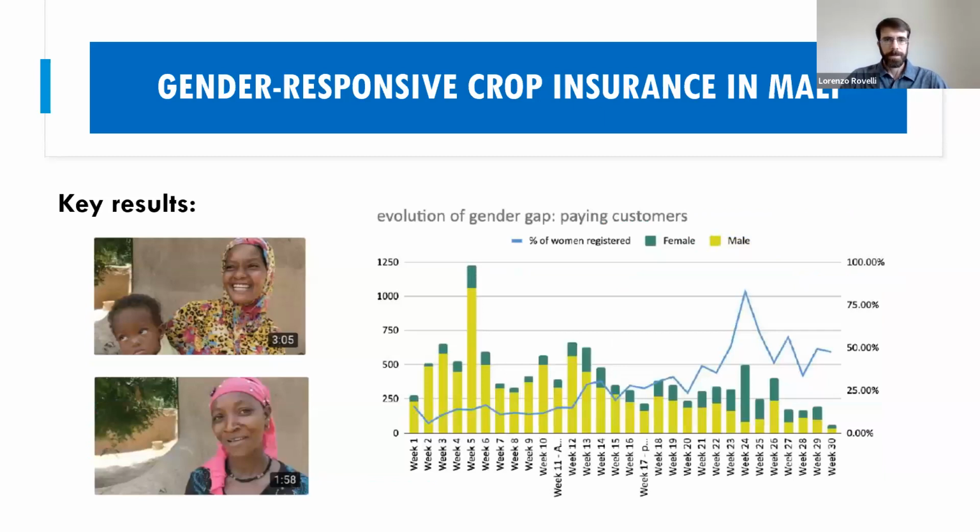And in this graph, we can really see the evolution of paying customers for the female team and the male team. And as you can see, this really made the difference, and it allowed OCO to reach out to more and more women farmers. So essentially, next slide, please.